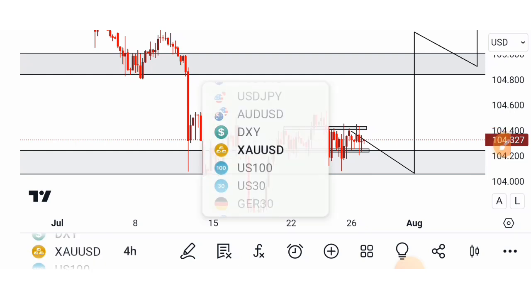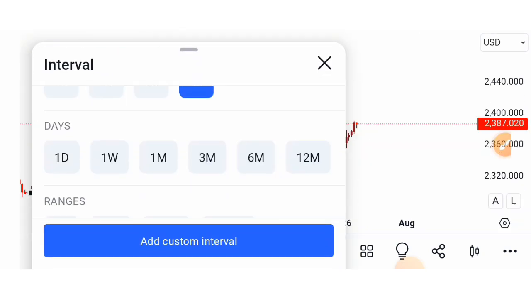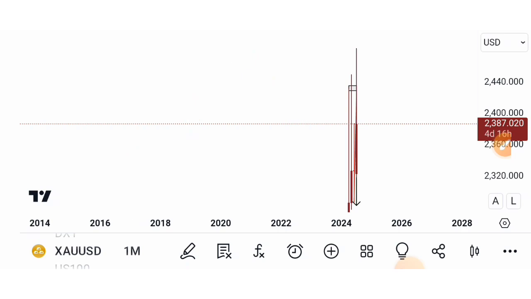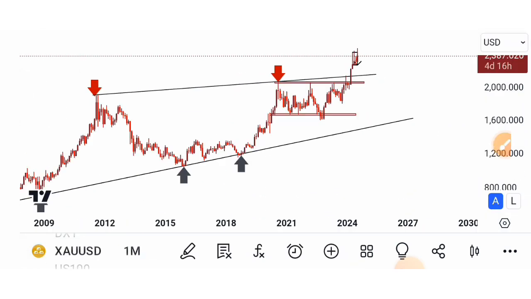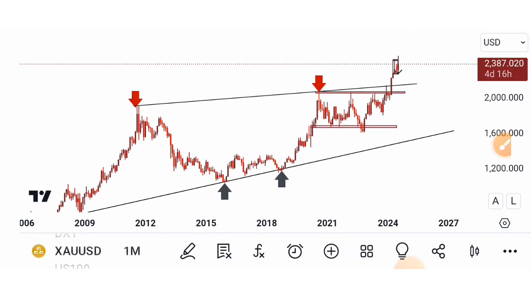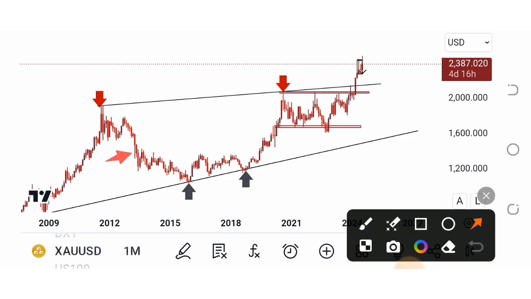Moving on to the second pair of the day, this is gold. Let's go to the higher time frame, the monthly time frame. On this particular market, I am bearish at the moment, right? But if you look at it this way, you can clearly see that this market is bullish, and not only that, we just got a breakout, which suggests that this market is in a bullish run.